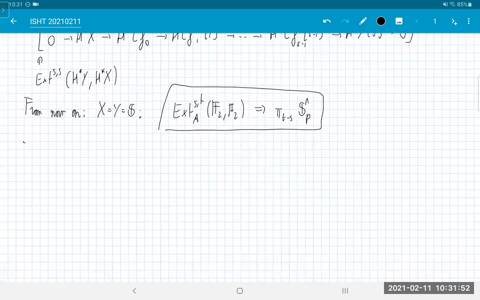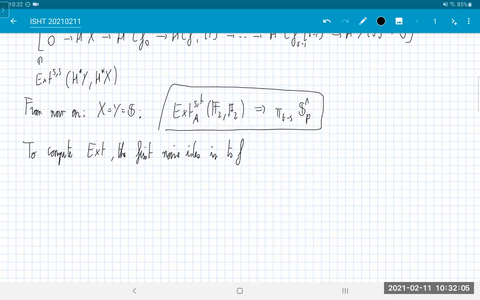And to compute Ext, the first naive idea is to find a projective resolution for F2. Turns out it's not a great idea because the projective resolution I'm about to write is huge. But you can indeed write down a projective resolution and we'll try to use it to compute at least s equals zero and s equals one. I was really hoping to be able to do also s equals two, but that's already too much. You need to use other techniques.